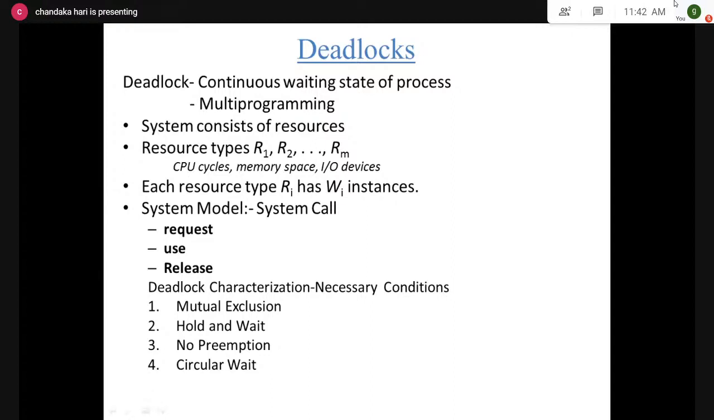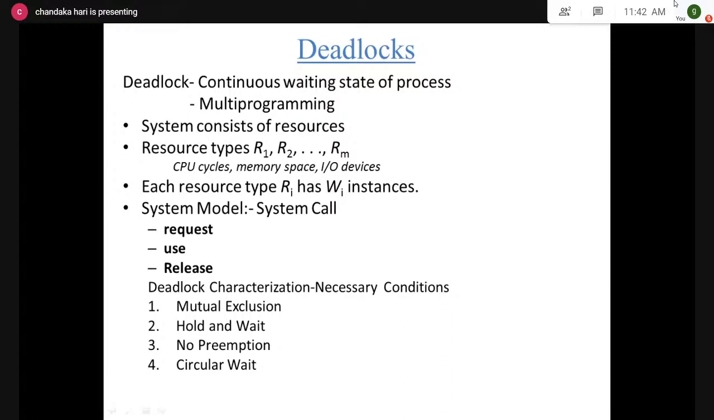Number three, no preemption. What is no preemption? If your operating system does not have the capability of forcibly stopping the execution of one particular process and giving the control of the CPU to some other process, again the system is going to enter into a deadlock state. Let us take an example.